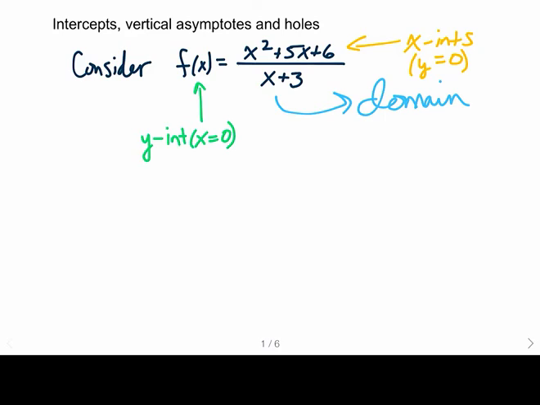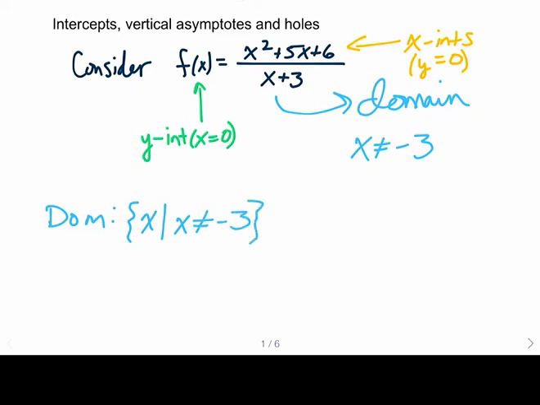So let's jot down what we can about this function here. The domain excludes values where the denominator is equal to 0. Since our denominator is x plus 3, I know that x cannot equal negative 3. You see, that would make the denominator equal to 0. So I'm going to write down that the domain of this function is, in set notation, the set of x such that x does not equal negative 3.